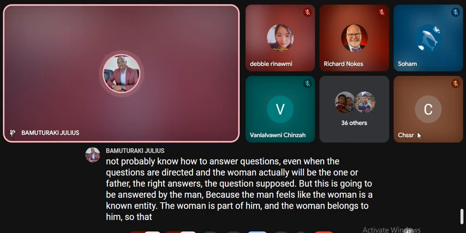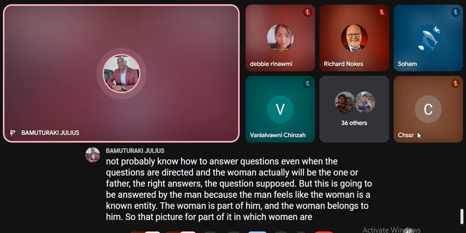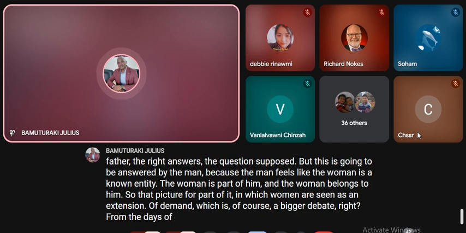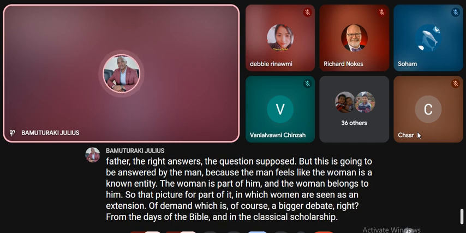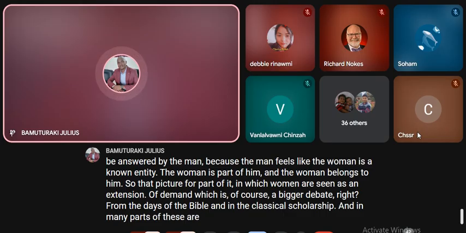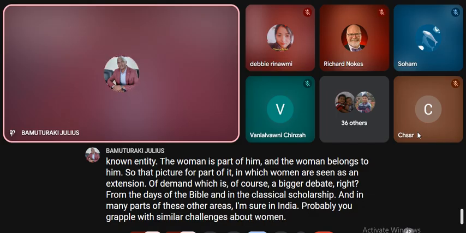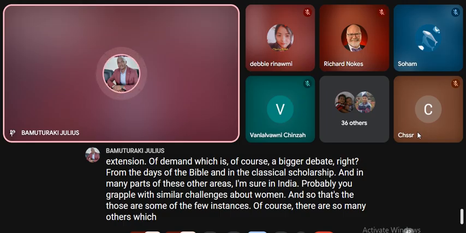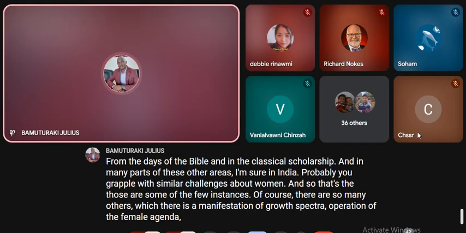So that patriarchal part of it, in which women are seen as an extension of the man, which is, of course, a bigger debate right from the days of the Bible and in the classical scholarship and in many parts of these other areas. I'm sure in India probably you grapple with similar challenges about women. And so those are some of the few instances. Of course, there are so many others in which there is a manifestation of gross patriarchal oppression of the female gender, of course, perpetrated by men.